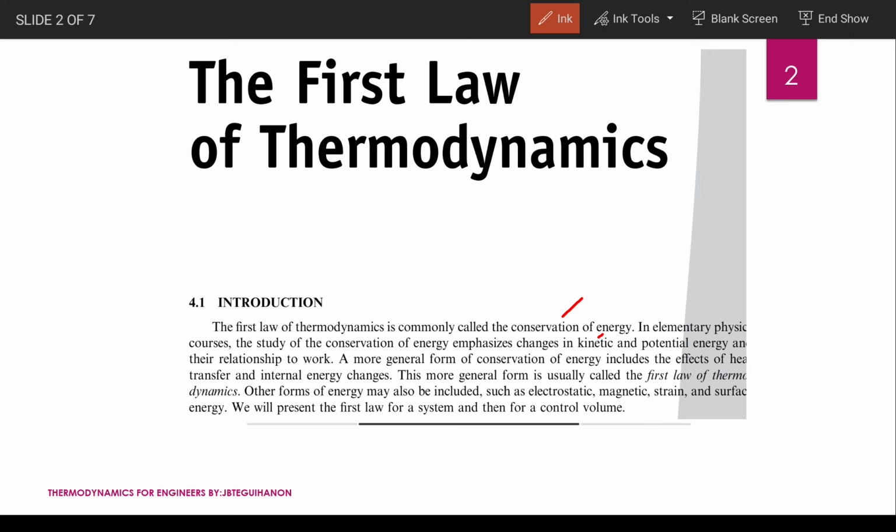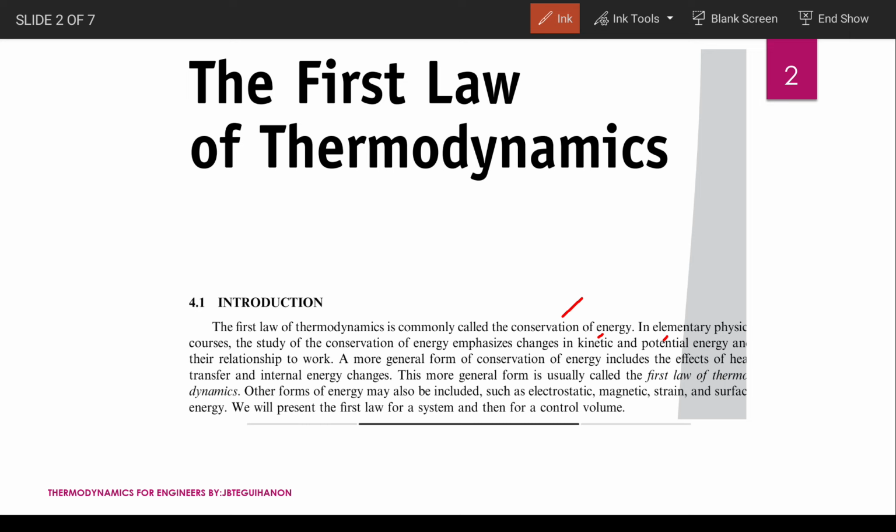Mayroong work na quasi-equilibrium. Meron namang non-equilibrium at saka other modes of work. Remember that? So, itong sinasabi niya lang, binabalikan niya yung istorya nitong conservation of energy. Okay. So, this more general form is usually called the first law of thermodynamics. Alin yung relationship ng work sa kinetic energy and potential energy.